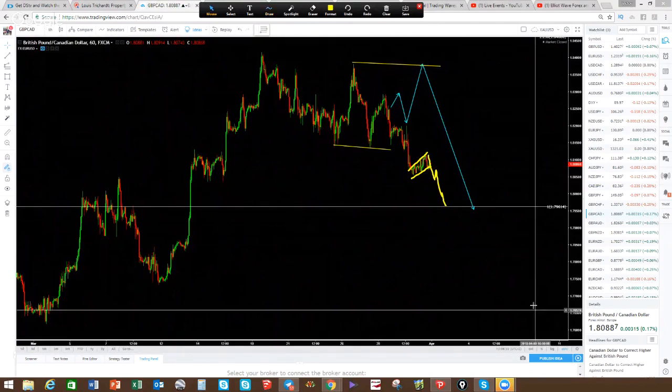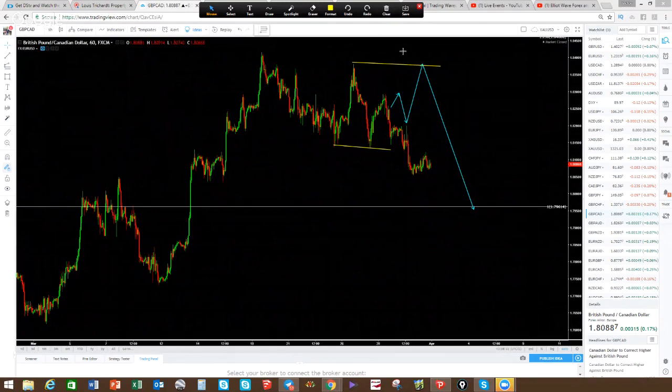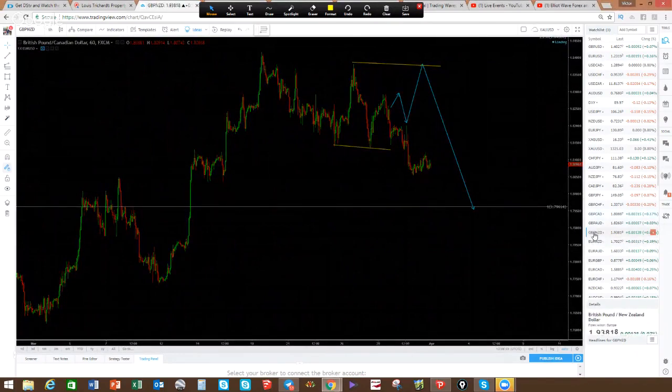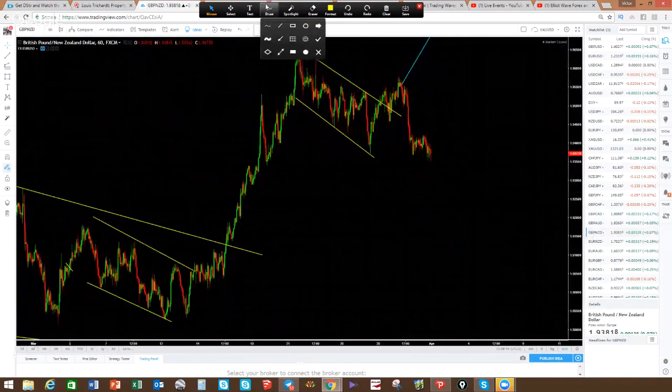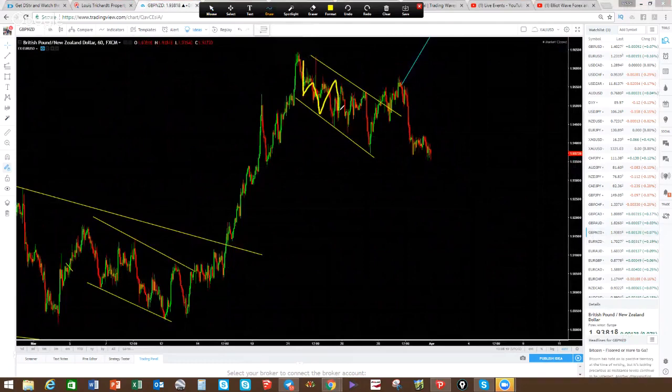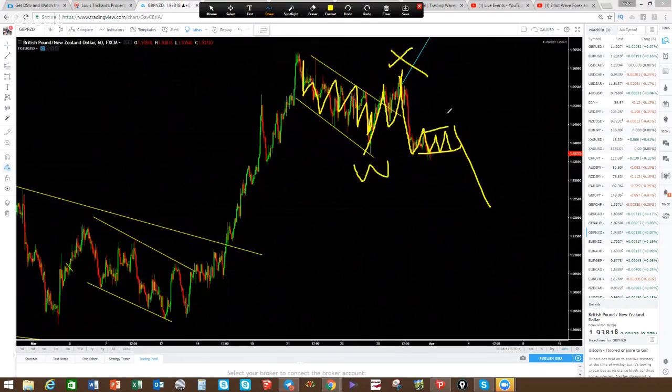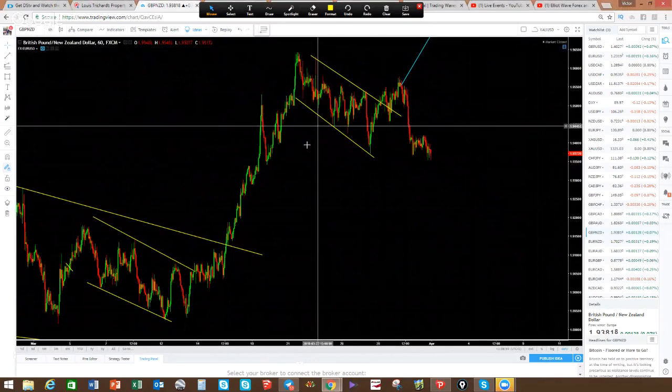Okay, let's clear all that. Pound New Zealand. We're looking at this as a corrective structure. It is still a corrective structure with a 3-wave pullback, only that it's going to give us another 1, 2, 3, giving this as a WXY, just making a deeper corrective structure. We're still looking for pound New Zealand to go and retest the top.